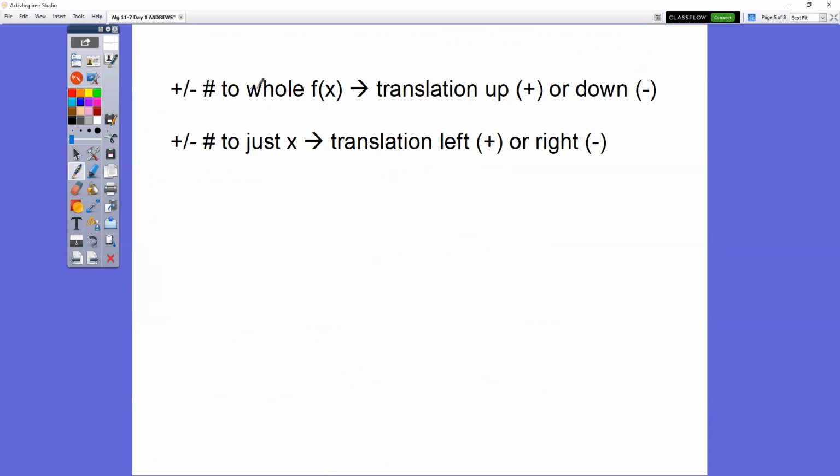So again, if you're adding or subtracting to the whole thing, you're going to go up or down. If you're adding or subtracting just to the x, that's when you're going to go left or right.